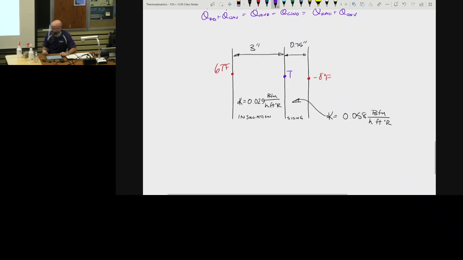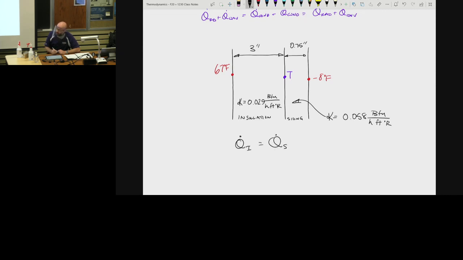So what we need to say here is that the facts that we know: the Q dot, the heat transfer rate in the insulation, is equal to the heat transfer rate in the siding. That's what we know. So let's set up the equation. It's going to be minus K of insulation times my area of my insulation times T2 minus T1 all over X2 minus X1. And that's going to equal minus the K of my siding times the area of my siding times T2 minus T1 all over X2 minus X1.